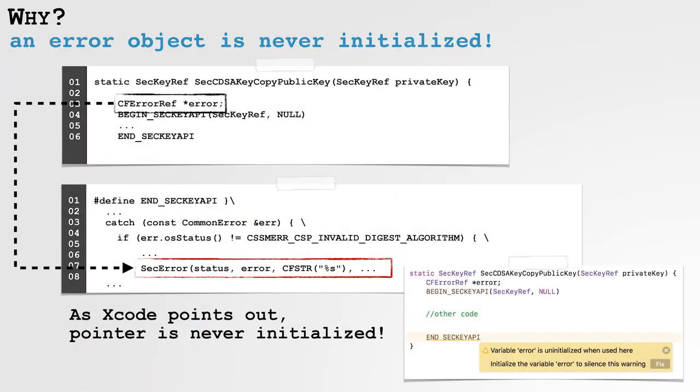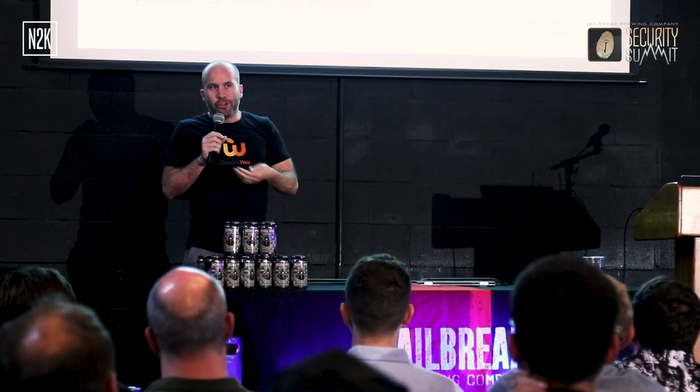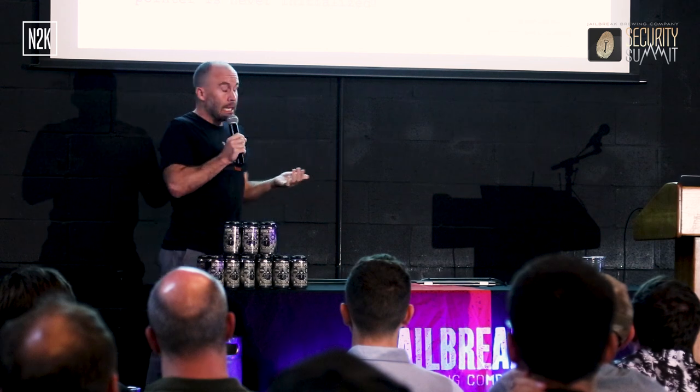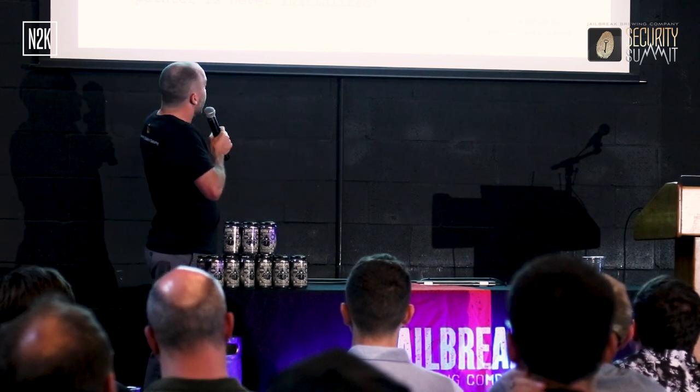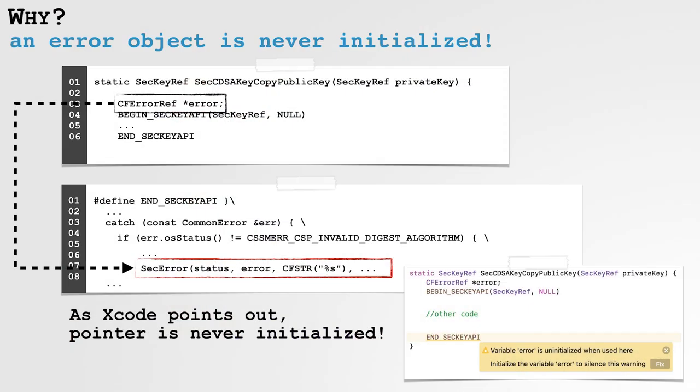Long story short, we look at where this error value, which is a pointer, is declared. We can see they declare it, but they don't set it to any value, meaning it's uninitialized. This is very problematic because when they go to use it, it's just going to point to random memory. That random memory, if it's unmapped, could lead to a crash, as it did, and take the whole program down. Even more interesting, if you took the code and opened it in Xcode, the compiler would recognize this and throw a warning saying variable error is uninitialized. This is a little problematic, because it means Apple is ignoring compiler warnings.